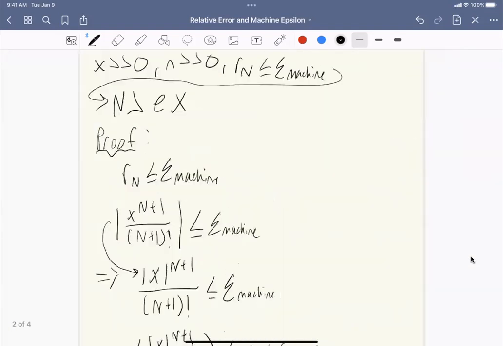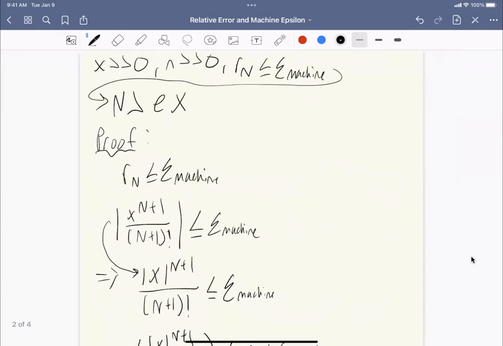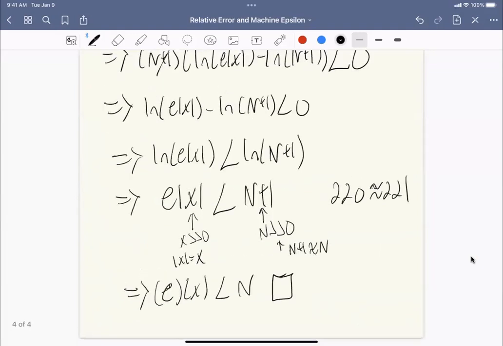So going back to our original thing here, we now know that if our relative error here is less than or equal to machine epsilon, then we must have e times x is less than n. And that's a nice little proof.